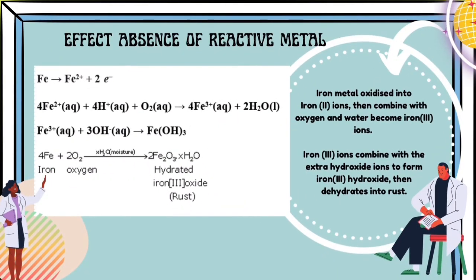Now, I will explain what will happen to the iron if the reactive metal is absent. Iron metal will oxidize into iron 2 ions, then combine with oxygen and water to become iron 3 ions. Iron 3 ions then combine with the extra hydroxide ions to form iron 3 hydroxide. It then further dehydrates into rust. We call the rust hydrated iron 3 oxide.